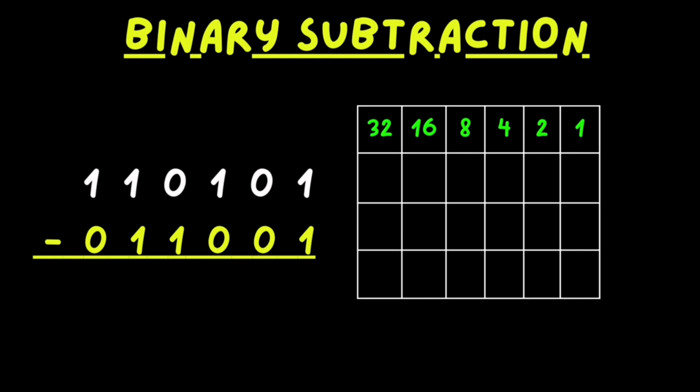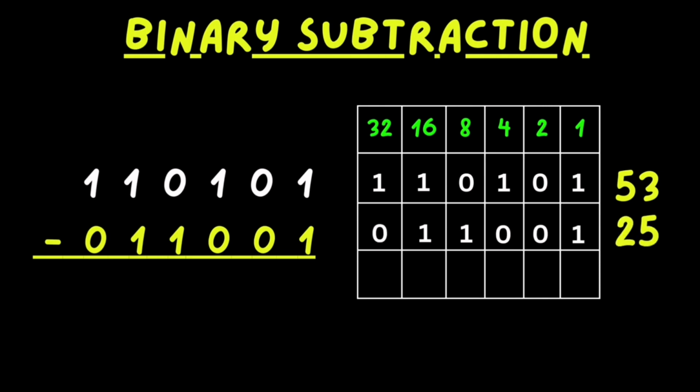According to our conversion table, 110101 minus 0110001 should result into 01100. Now let's see if our subtraction matches this anticipated result.